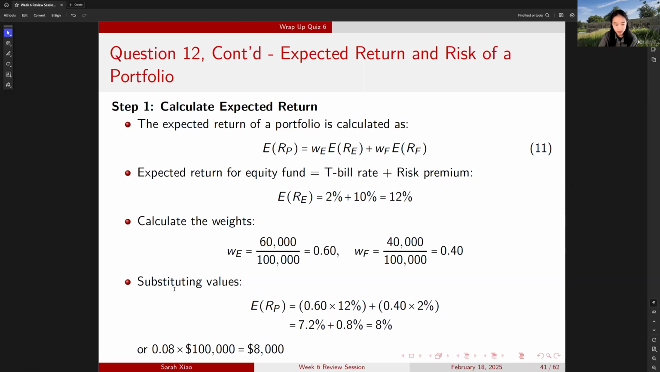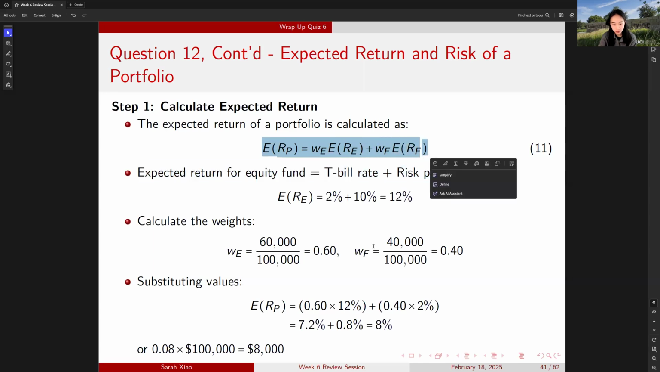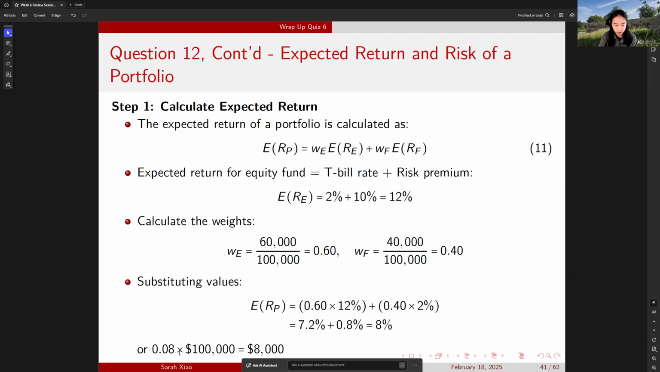Next, we can substitute values into the formula for expected return for the portfolio and get a final answer of 8%. Or we can express it in a dollar amount. We use the expected return 8% times the total value we invest, $100,000.